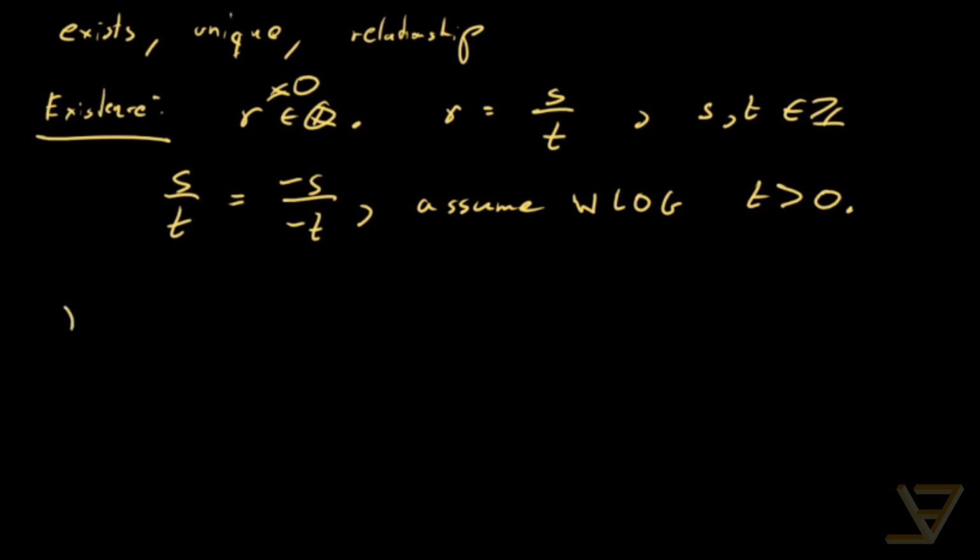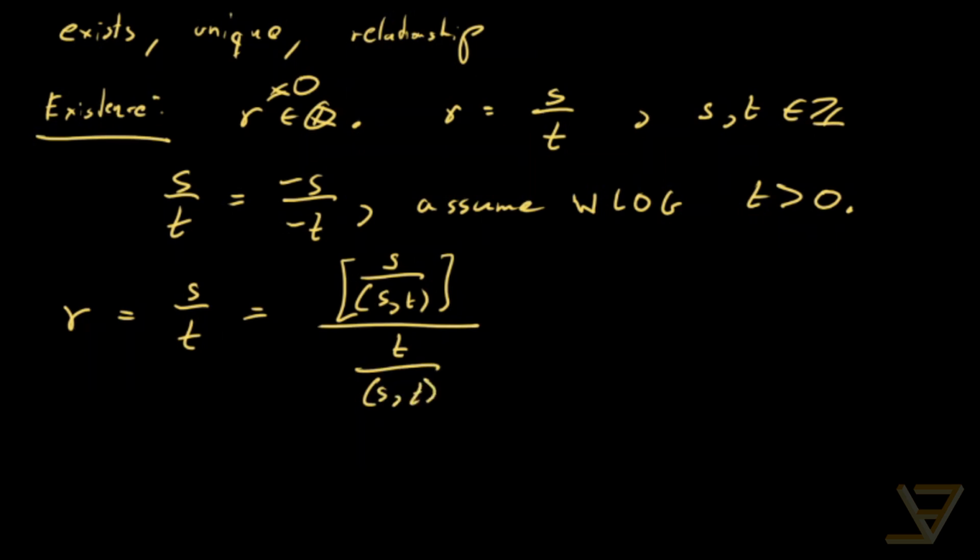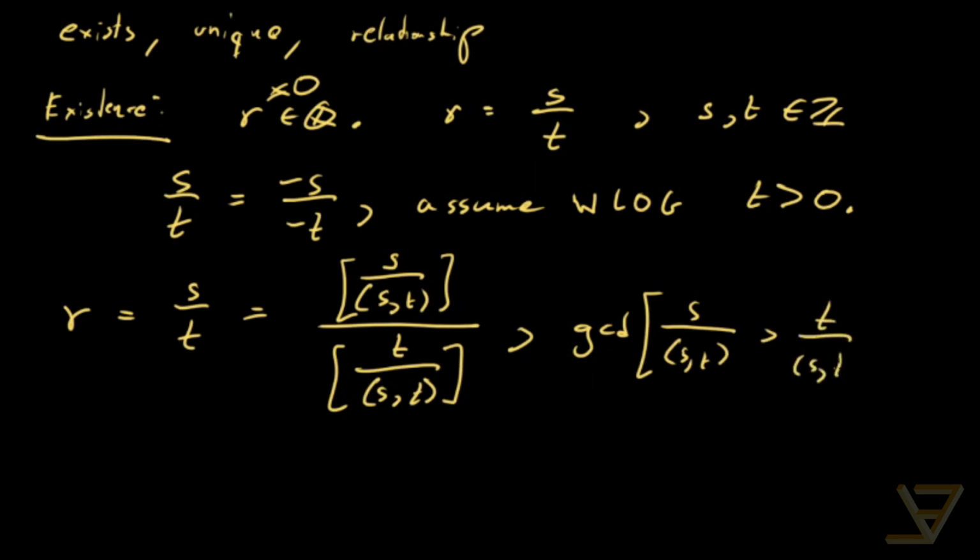And what we're going to do is write it like this. R is equal to S over T, and that is equal to S over the GCD of S and T, divided by T over the GCD of S and T. And we know that the GCD of S over GCD(S,T) and T over GCD(S,T) is equal to 1. This is a standard result. So this proves the existence of a reduced form. Now we want to prove uniqueness.